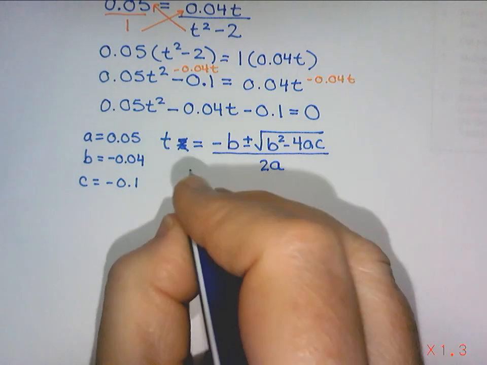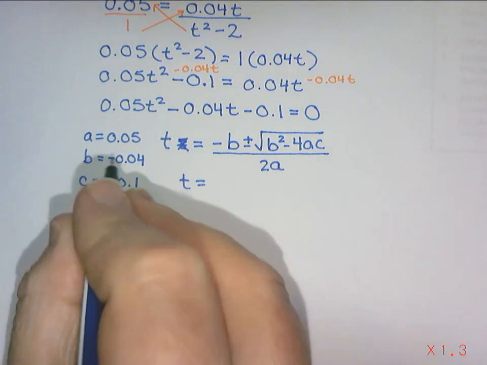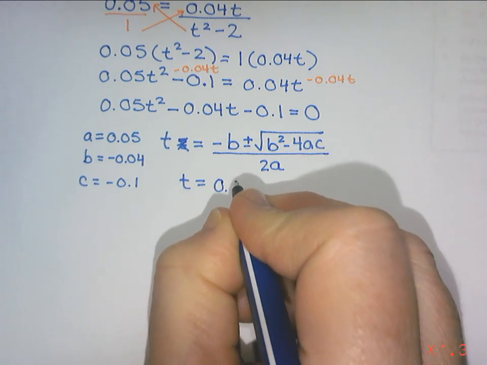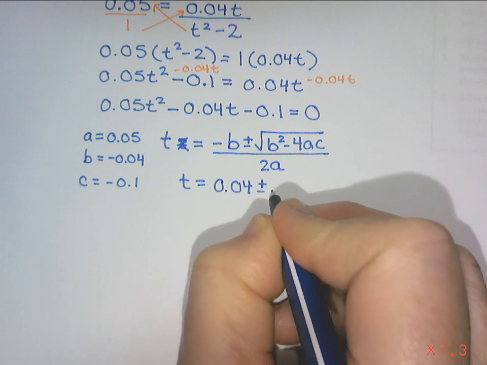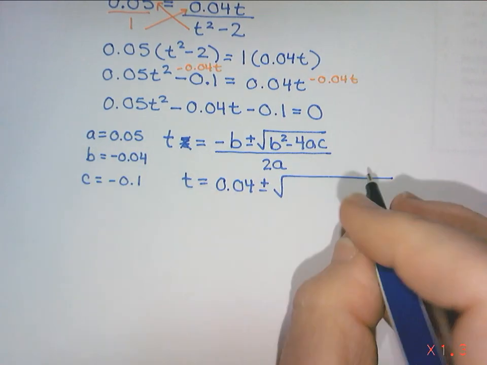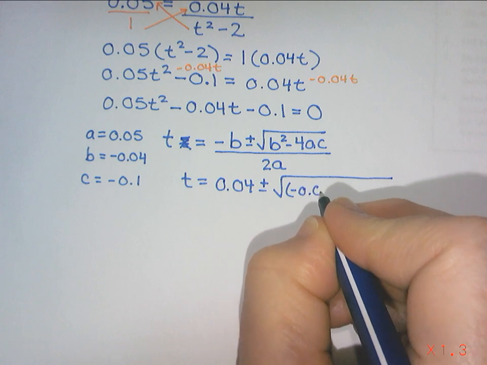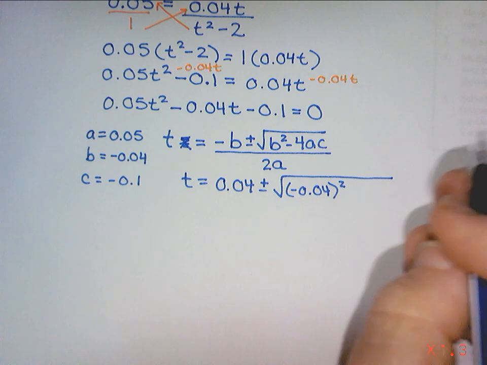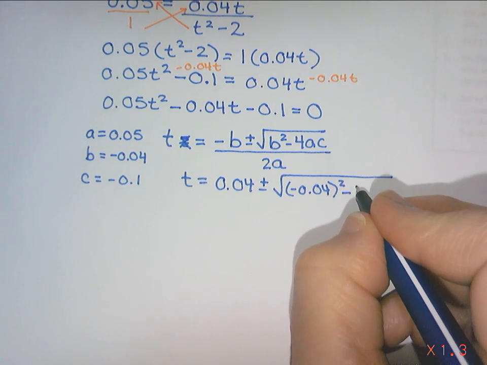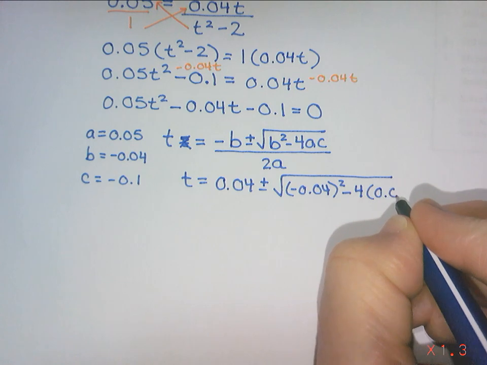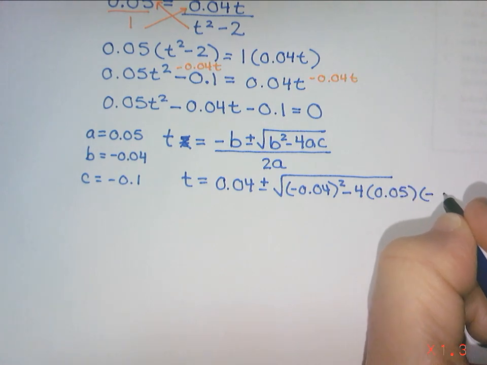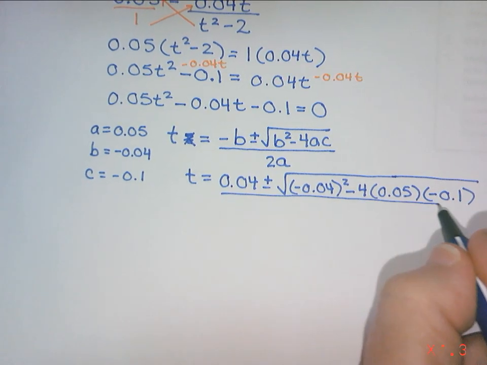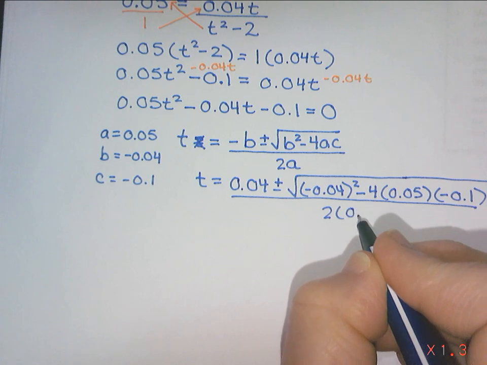All right, so my t is going to equal negative negative 0.04. So 2 negatives make a positive, so I get 0.04 plus or minus the square root of b squared, so negative 0.04 squared. Please make sure you put that in a bracket or your calculator may not give you the right answer. And then minus 4 times a, so 0.05, times c, which is negative 0.1. And then that is all divided by 2 times 0.05.